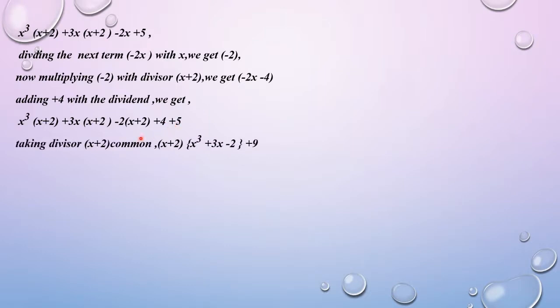Here taking (x + 2) common, we are getting (x + 2) multiplied by (x^3 + 3x - 2) plus 9 as the last term. So the remainder will be +9 and the quotient will be x^3 + 3x - 2.